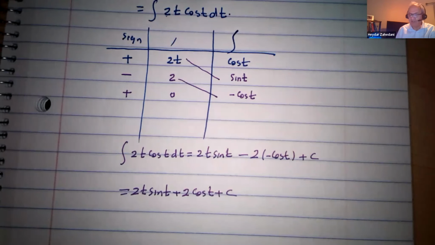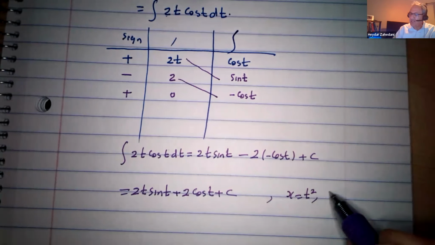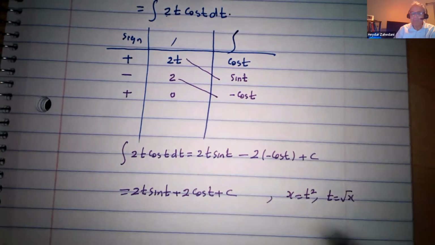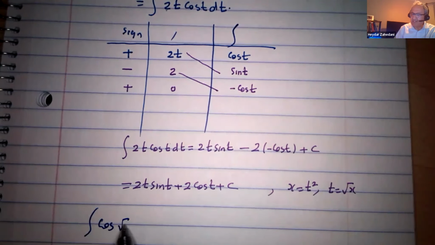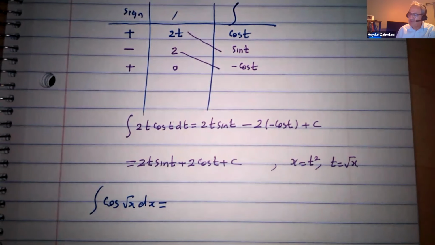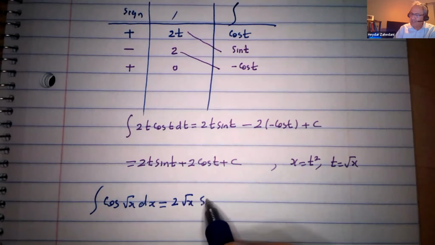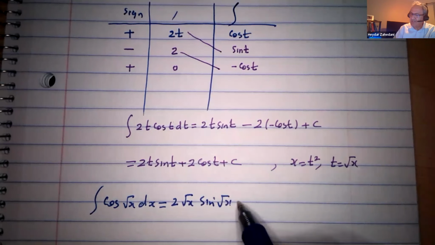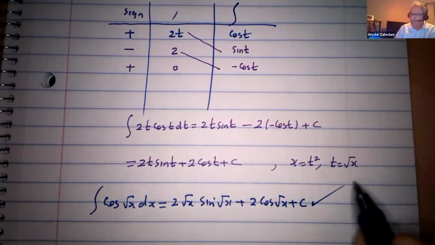But you have to get back, and remember, what's the t? X was t squared, and the t is radical x. So you substitute, because your result must be in terms of x. So originally, the integral of cosine of the radical x dx is going to be equal to 2t sine t, and t is radical x, so it's going to be 2 radical x sine of the radical x plus 2 cosine of the radical x plus c, the final answer.